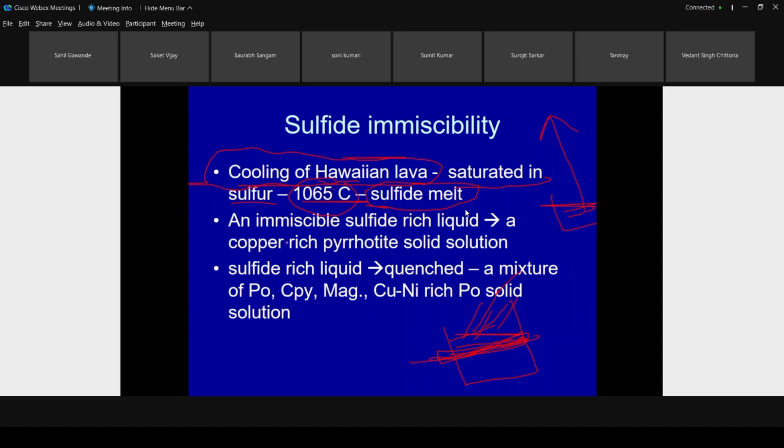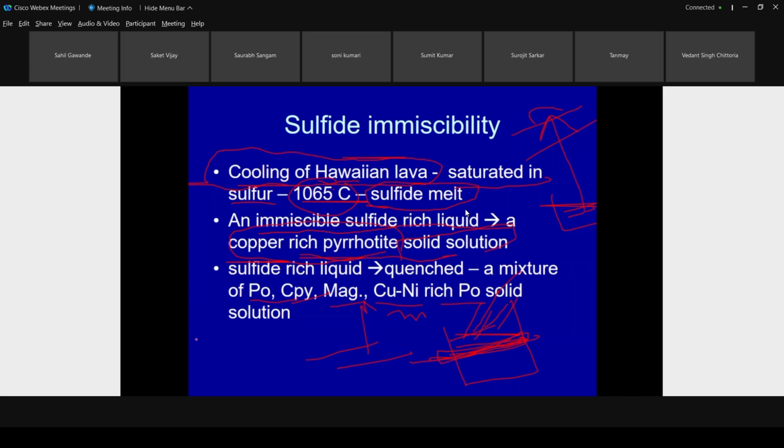Then geologists felt that an immiscible sulfide-rich liquid, which is equal to copper-rich pyrrhotite solid solution, was involved. Of course, now you don't worry about the copper-rich pyrrhotite solid solution. The sulfides were carrying a very large amount of copper. Geologists felt that when this part of the magma came to the surface, it quenched and gave rise to a mixture of pyrrhotite, chalcopyrite, magnetite, copper-nickel-rich pyrrhotite. All these things were happening within this particular lava.